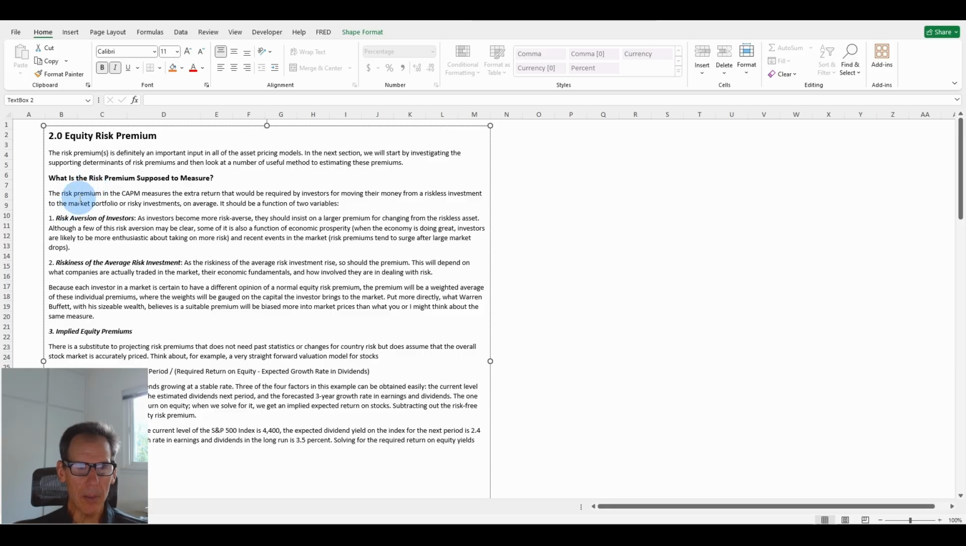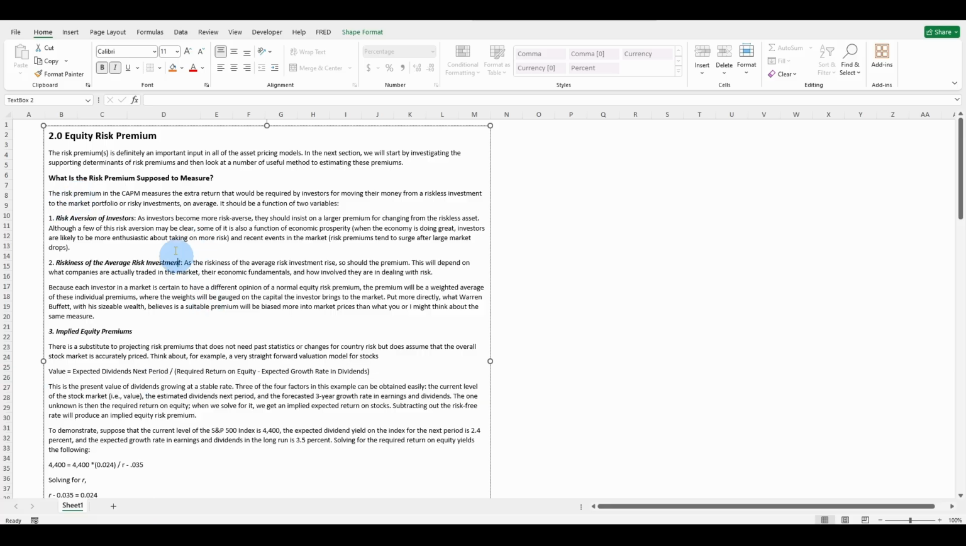What is the risk premium supposed to measure? The risk premium in the CAPM measures the extra return that would be required by investors for moving their money from a riskless investment to the market portfolio, or risky investment, on average. It should be a function of two variables: risk aversion of investors. As investors become more risk averse, they should insist on a larger premium for changing from the riskless asset.